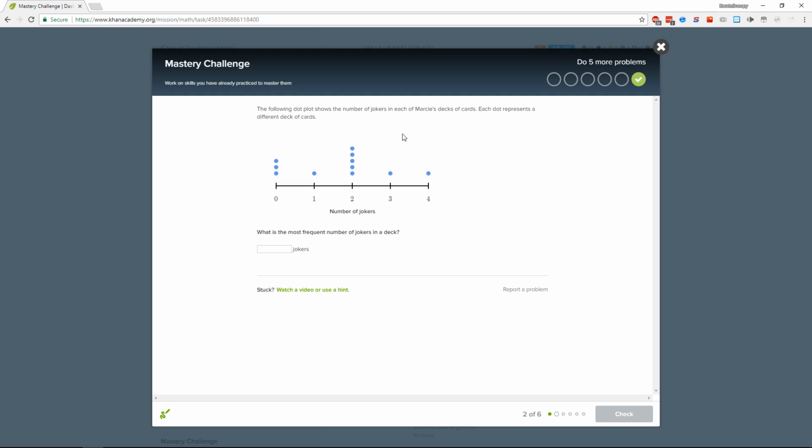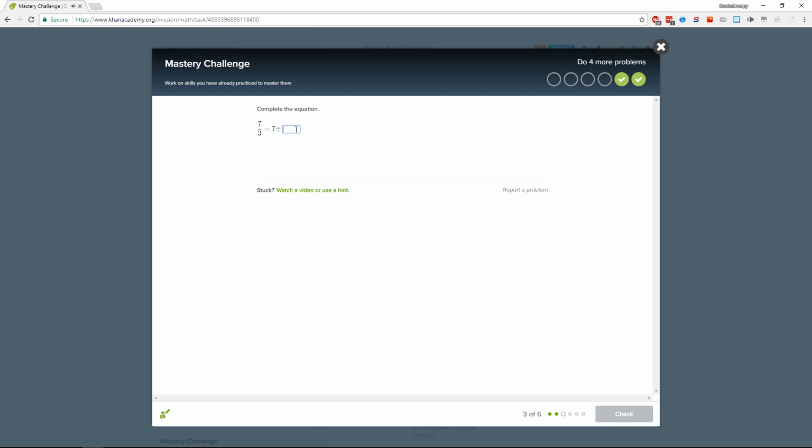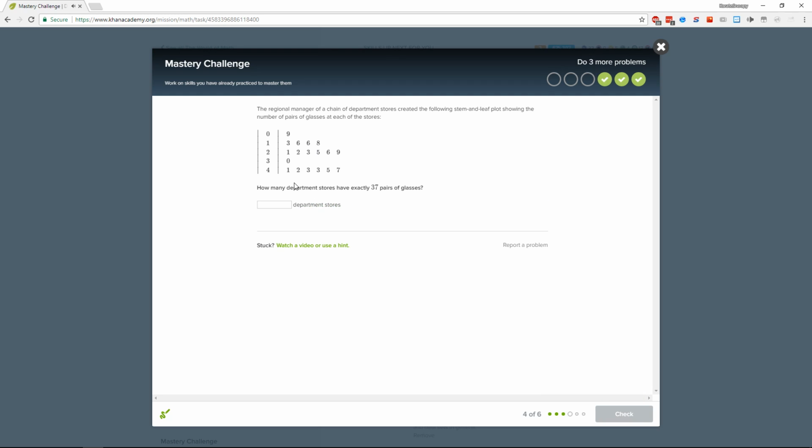Each dot represents a different deck of cards. What's the most frequent number of jokers? 2. Complete the equation. Ooh, I can do this one. How many department stores have exactly 37? 0.